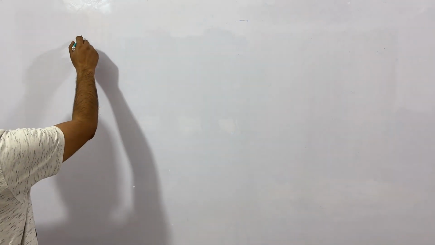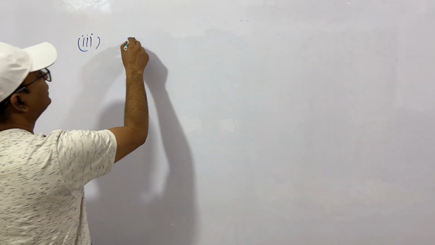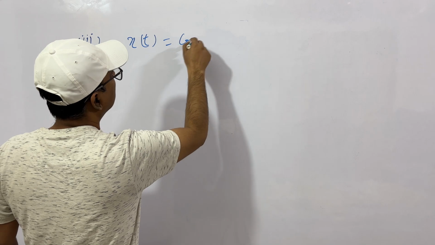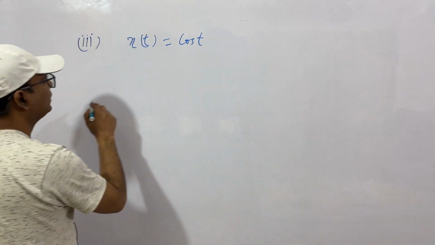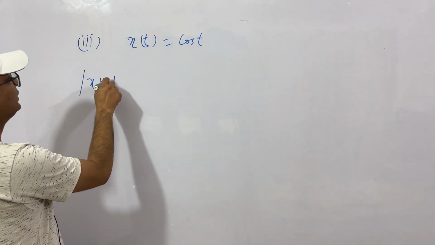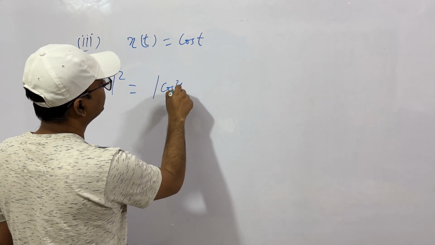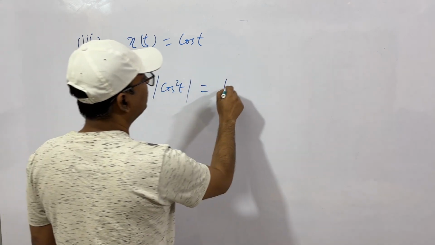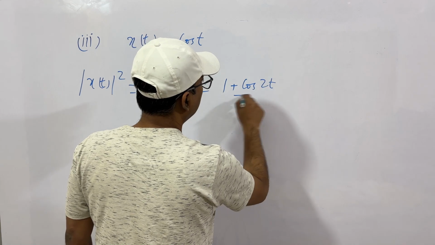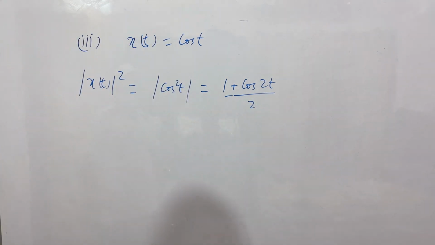Now let's see the third one. Here our x(t) is cos t. And what do we have to take? We have to take the mod of this, squared. That will be cos square t, which is (1 plus cos 2t) by 2. So we'll be using this expansion.